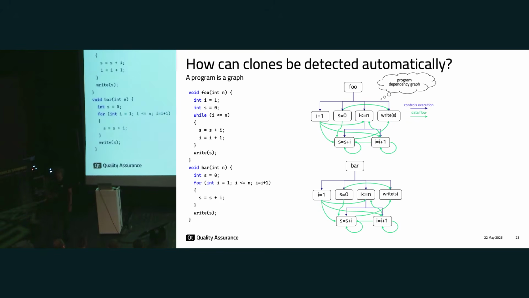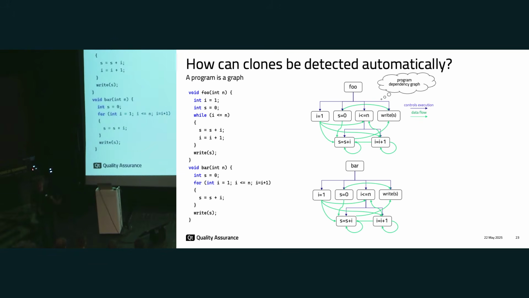But what do we do about these kinds of clones where I apply syntactic transformations? I replaced the while loop with a for loop and did some other things here. How can we find that? Here, these would have totally different syntax trees, and you would not be able to detect it using the approach I just sketched earlier. How can we do that?